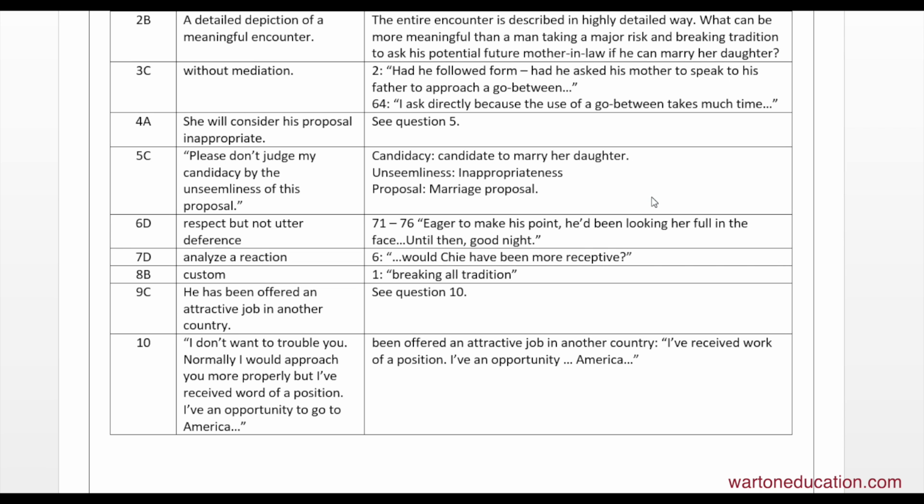Okay, 8b is very simple. The correct answer is custom, and it said breaking all tradition, and then following that, remember it said had he followed form, right? So form is the same thing as tradition, so not a problem.